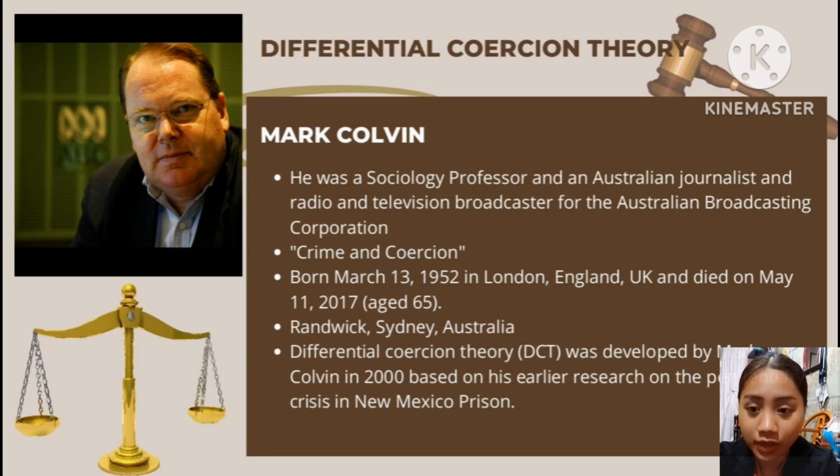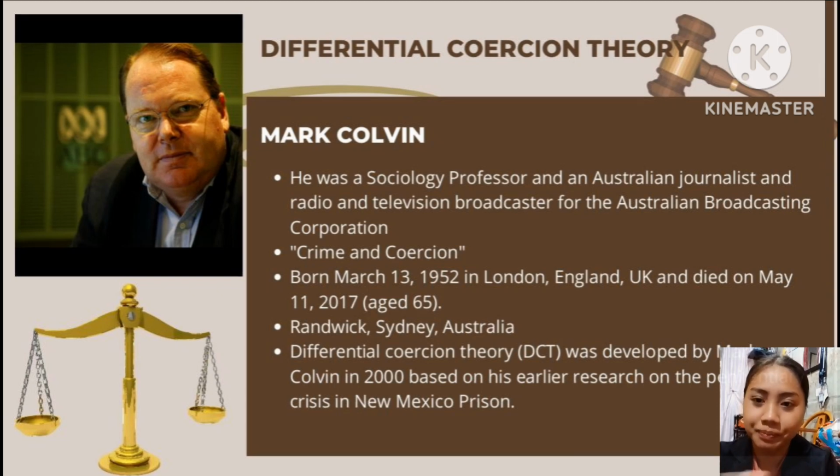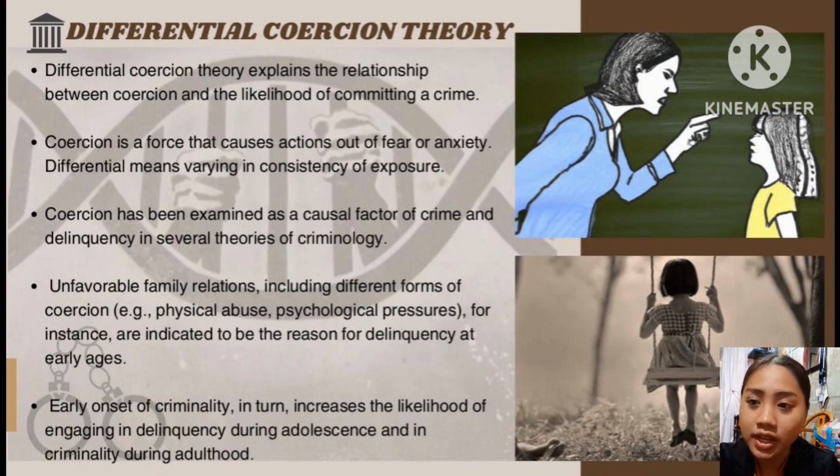Differential coercion theory, or the DCT, was developed by Mark Colvin in 2000 based on his earlier research on the penitentiary crisis in New Mexico prison. Differential coercion theory explains the relationship between coercion and the likelihood of committing a crime. Coercion is a force that causes actions out of fear or anxiety. Differential means varying exposure.